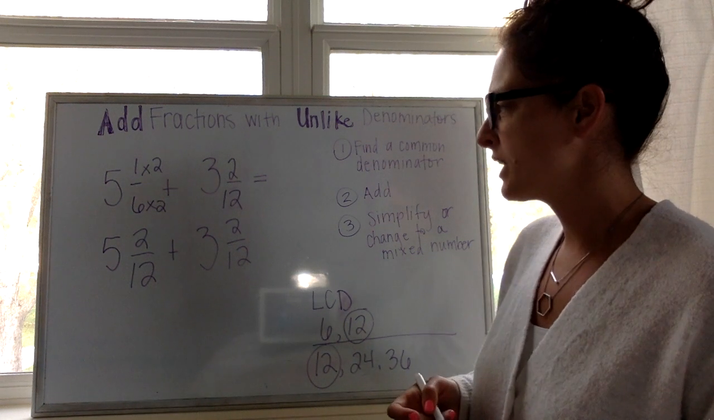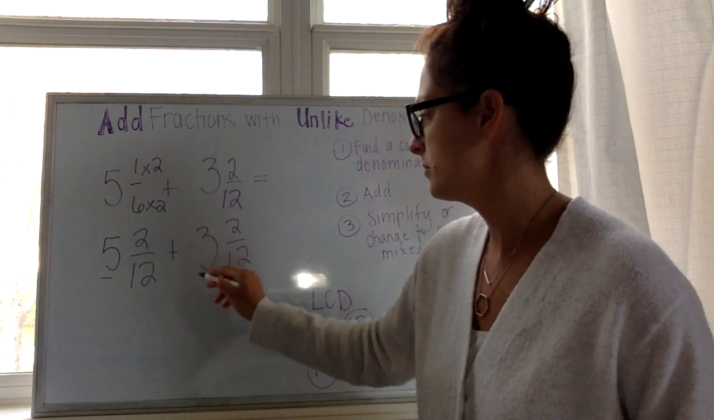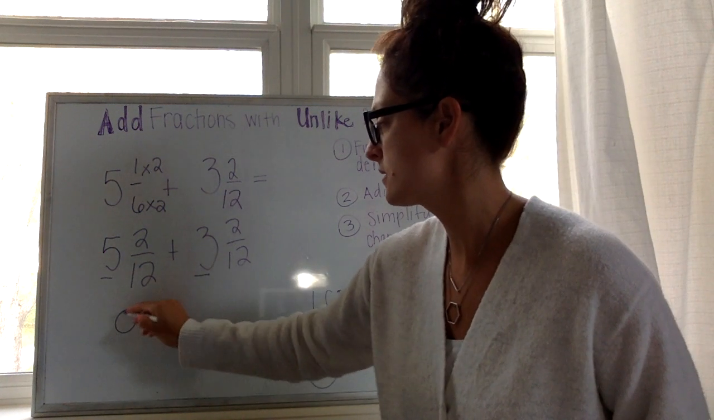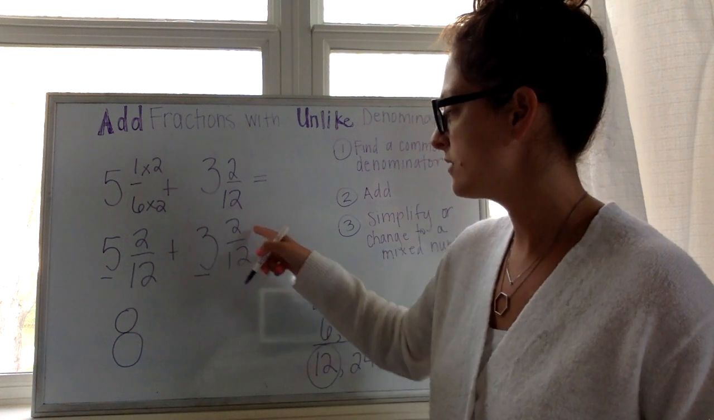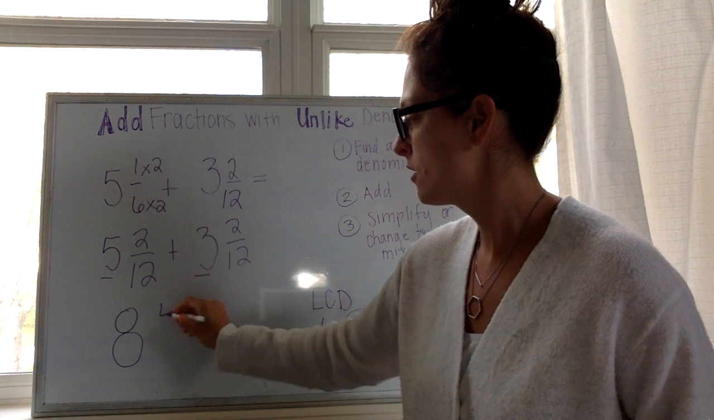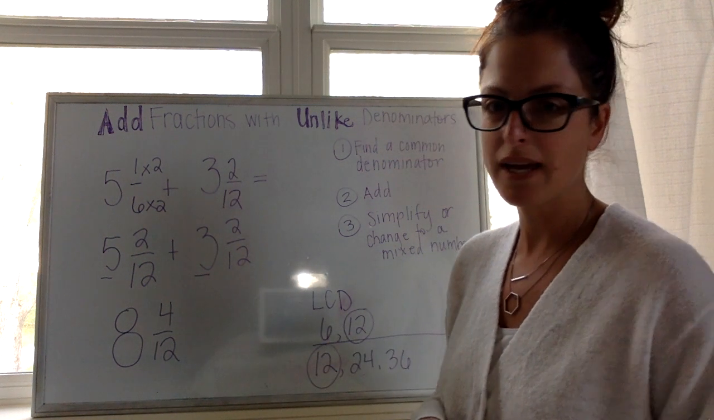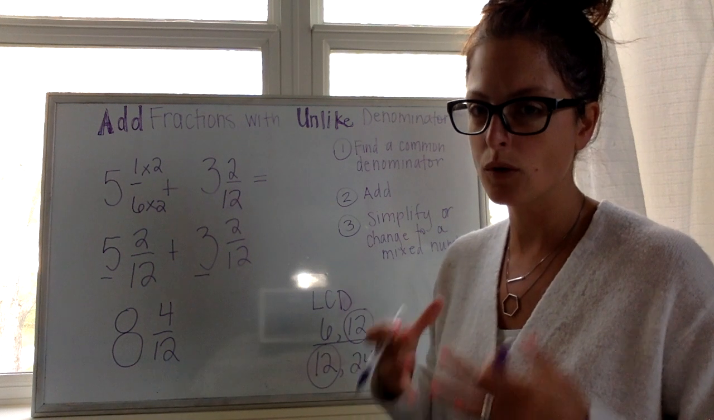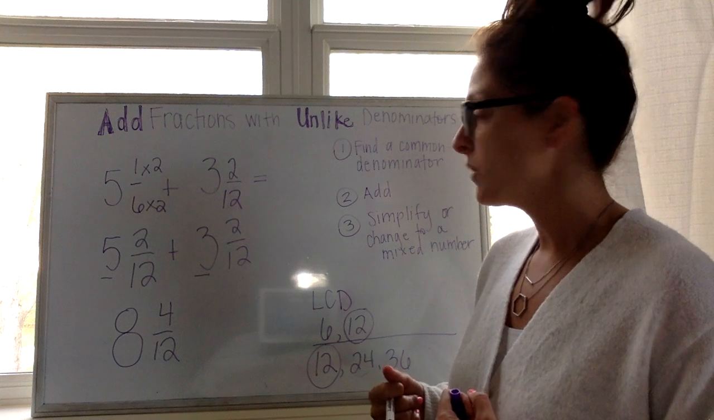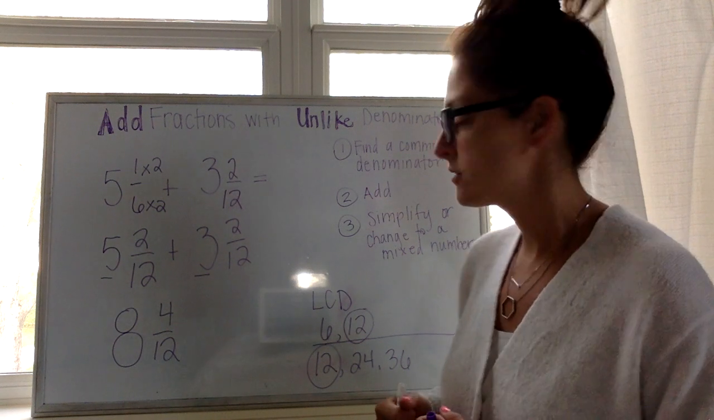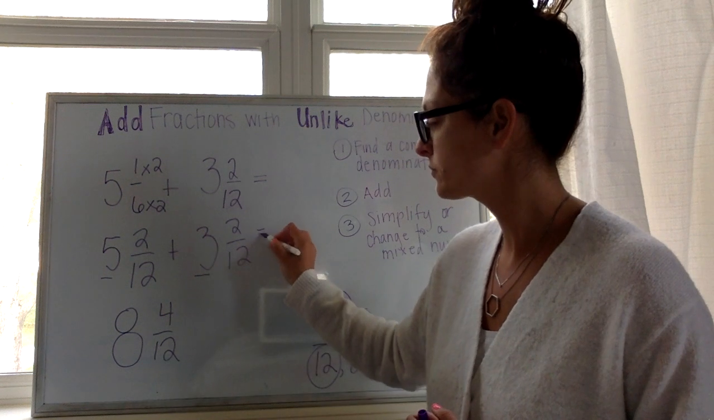Okay, so now we're going to continue by adding our whole numbers. So I have 5 plus 3 gives me 8. Okay, and then 2 twelfths plus another 2 twelfths gives me 4 twelfths. So remember, we don't want to add our denominators because that's our total equal parts. That's telling us what fraction we actually have. We only want to add our numerators. So now I have 8 and 4 twelfths.